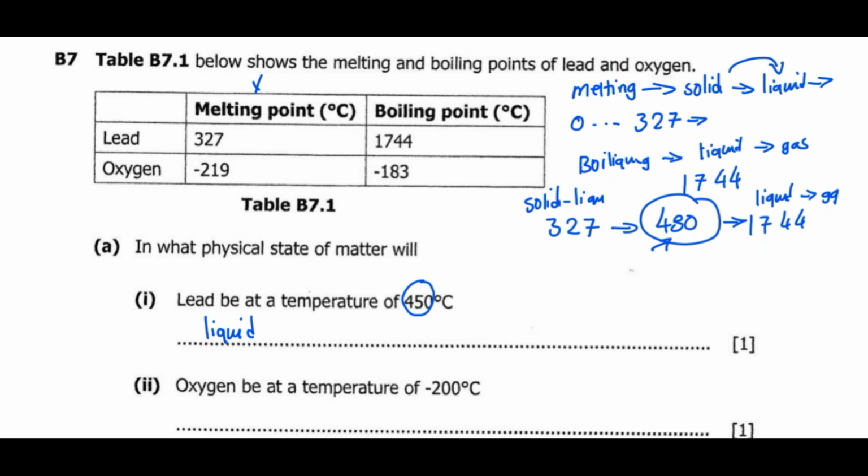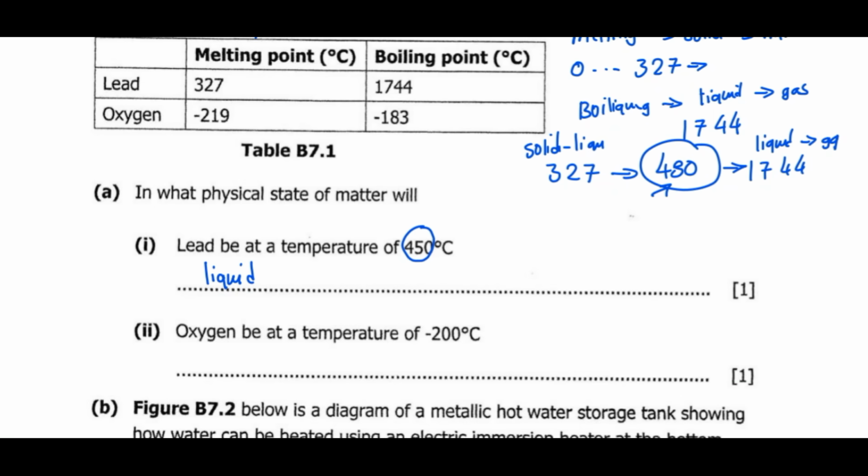What of oxygen? We have to do the same. For oxygen, we can see that we have negative 219, so it starts to melt. So at this point the oxygen is in a solid state. Then negative 200 is between this, so we have negative 200. So the temperature is increasing. Then the boiling is negative 183. So it's the same here, also we have a liquid state.